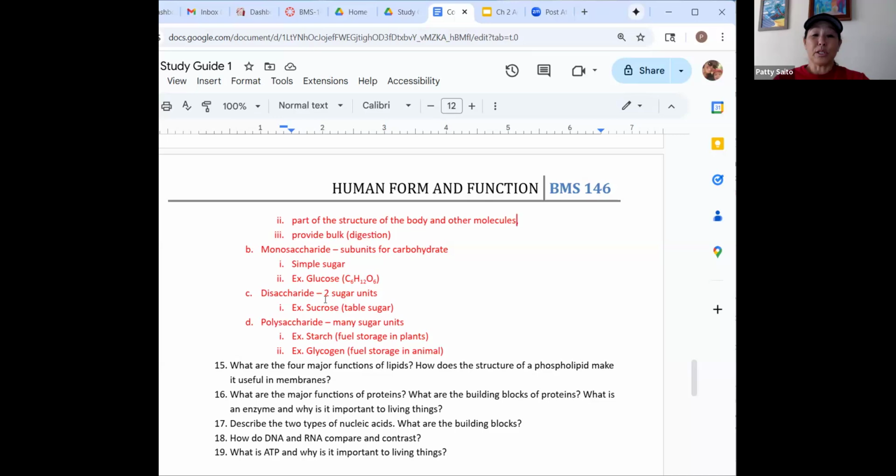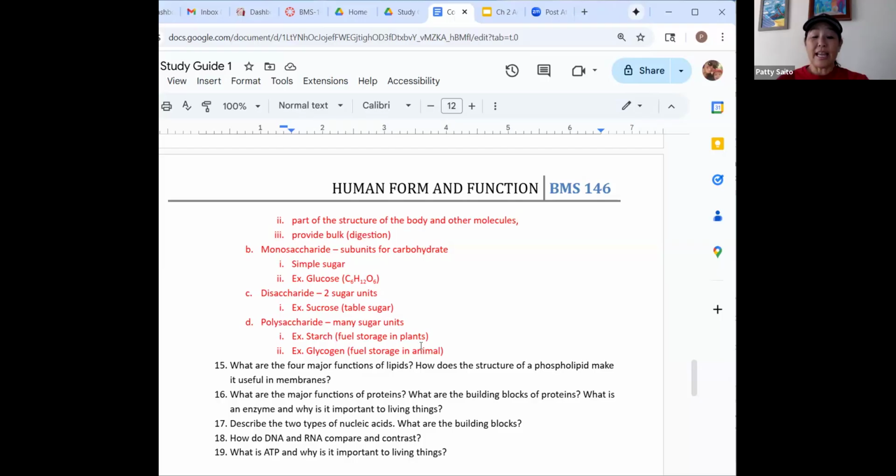Disaccharide, it's 2 sugar units. For example, table sugar is a disaccharide. It's made up of one glucose unit and another unit called fructose, another simple sugar. So you put them together and you get a disaccharide. Now, what do you think a polysaccharide would be? Poly means many. So a polysaccharide has many sugar units, and here are some examples.